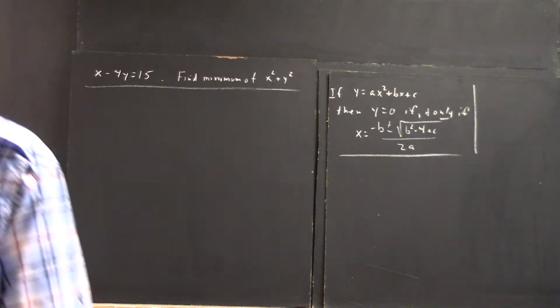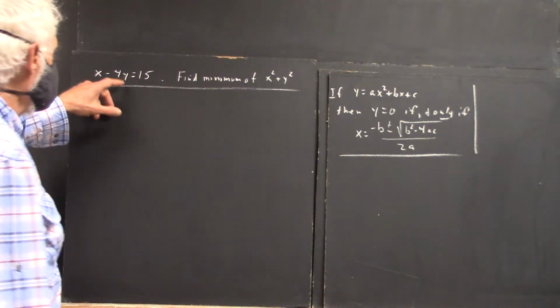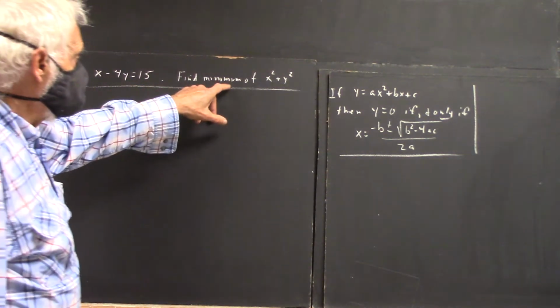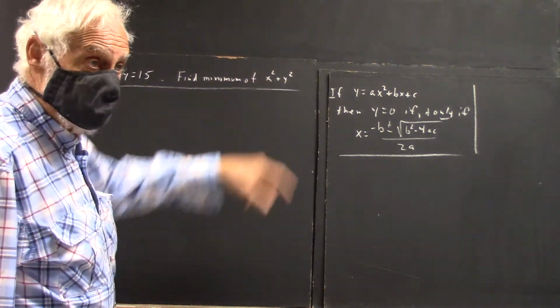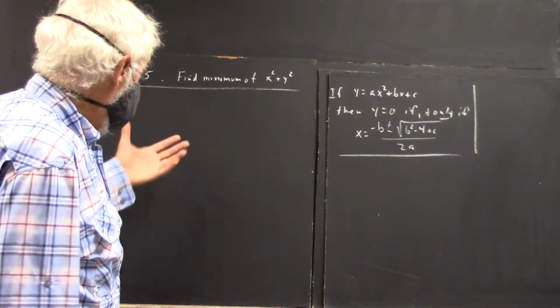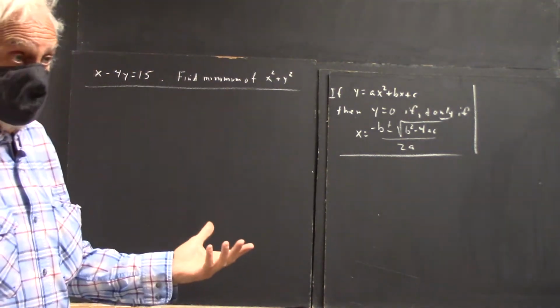Okay, so the question was, if x minus 4y is 15, we want to find the minimum of x squared plus y squared. Now, we had a problem very much like this in the homework.